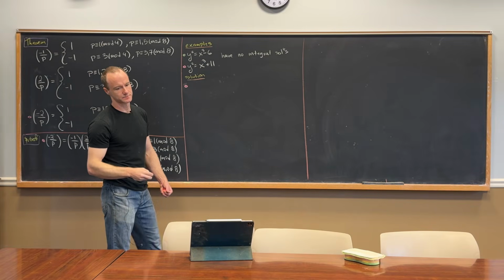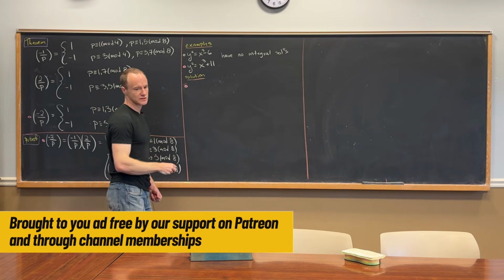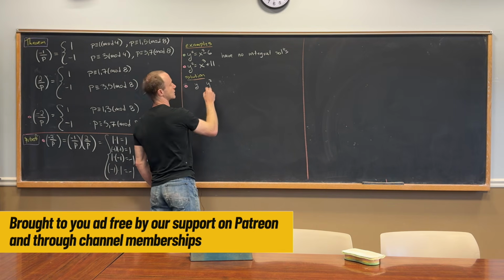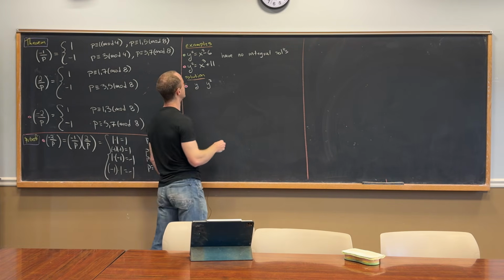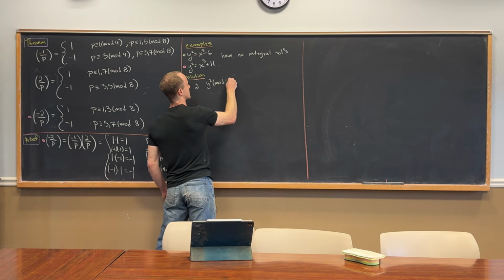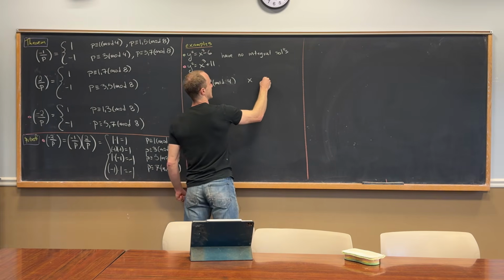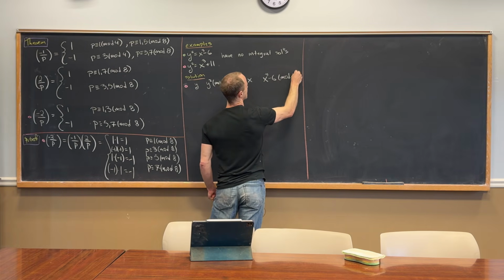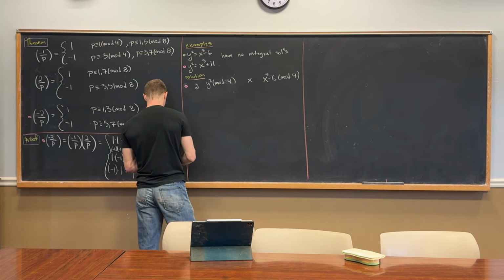Okay, let's do this one. Okay, so let's make a chart. So y squared, x, so this is mod 4, x cubed minus 6 mod 4. This is just to get us off the ground.